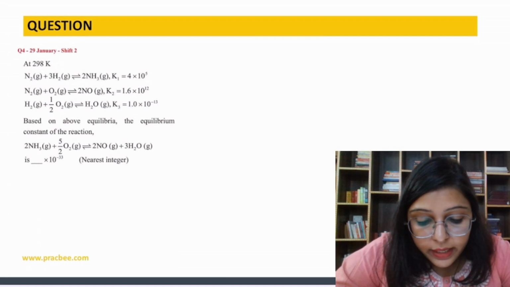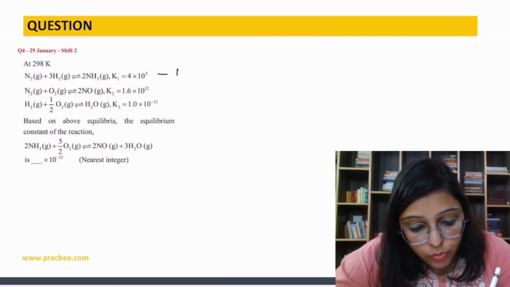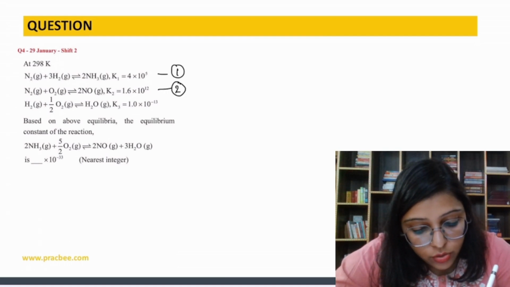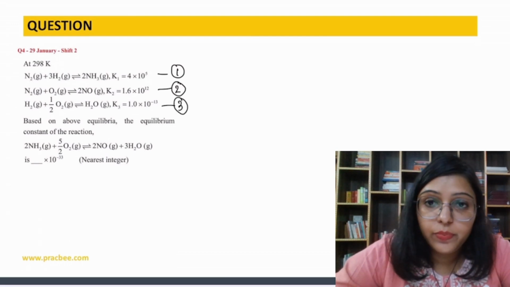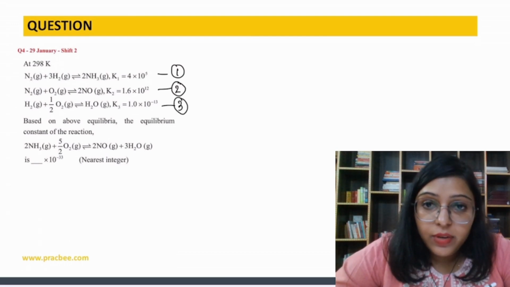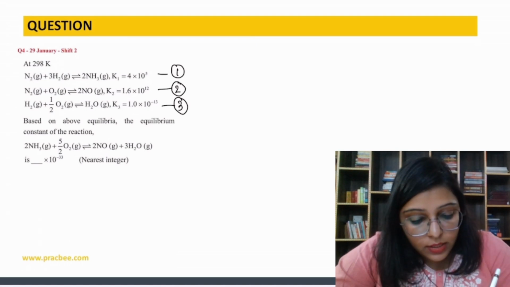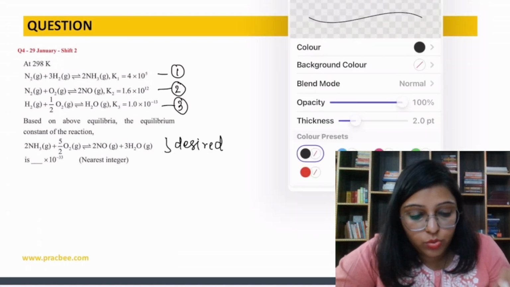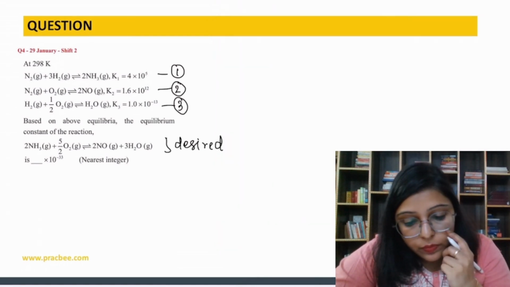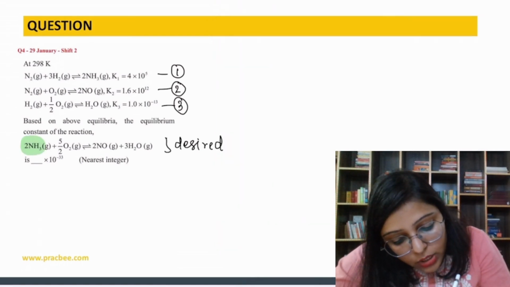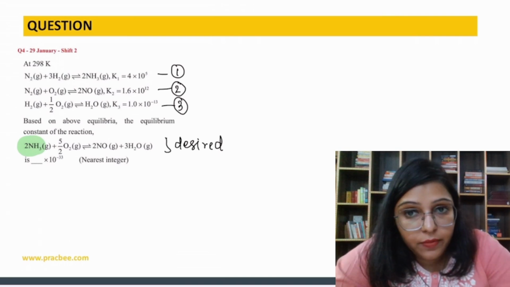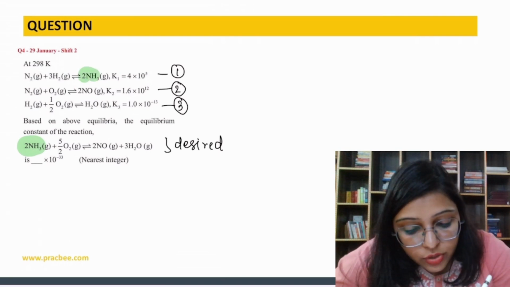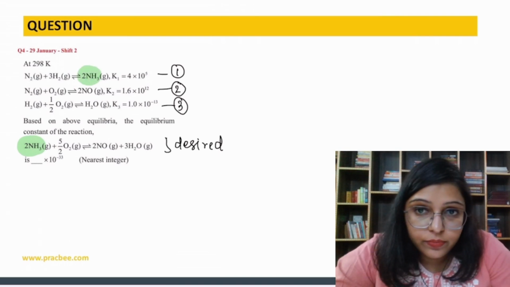We have at 298 Kelvin, this equation 1, this is equation 2, and this is equation number 3. Based on the above equilibrium, find the equilibrium constant of this reaction. So this is the desired reaction. So how to solve this question? So see, bete, we need ammonia on left hand side. But in first equation, we have ammonia on right hand side, right?